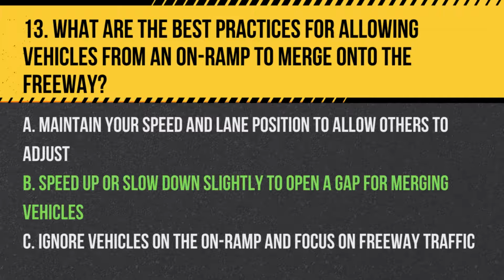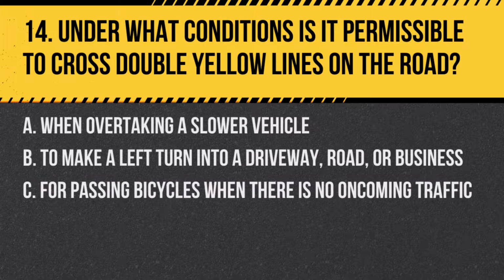Answer: B. Speed up or slow down slightly to open a gap for merging vehicles. It's helpful to adjust your speed slightly to create space for vehicles entering from an on-ramp to merge safely. Question 14. Under what conditions is it permissible to cross double yellow lines on the road?